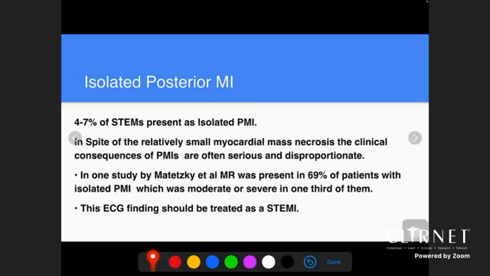Isolated posterior myocardial infarction. Around 4 to 7% of STEMIs present as isolated posterior myocardial infarction. In spite of relatively small mass necrosis, the clinical consequences of posterior MIs are often serious and disproportionate. This can be explained by the mitral regurg, which is present in around 70% of isolated posterior MI and usually moderate or severe and causing pulmonary edema, which will add more.